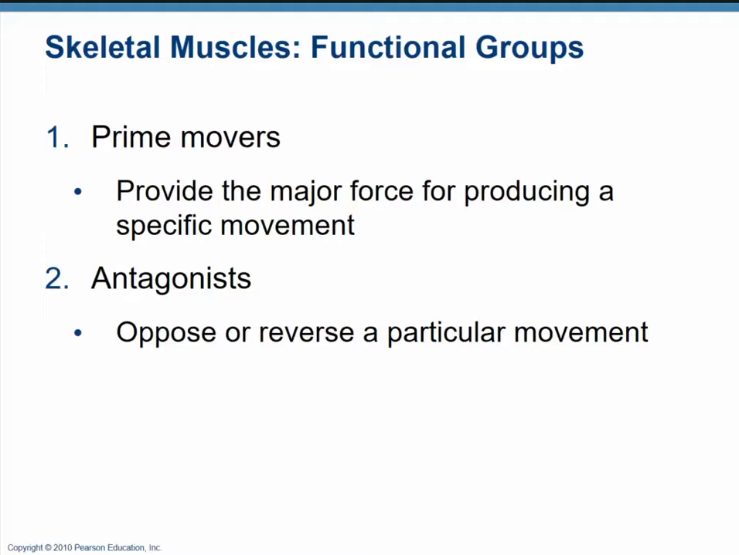The antagonists are the muscles that oppose that force. So in the case of elbow flexion, the antagonist would be the triceps muscle. The triceps muscle extends the elbow, so it resists the flexion of the elbow. And we use the antagonist to control the movement by eccentrically contracting the antagonist while we concentrically contract the prime mover. We get a controlled movement of, in this case, elbow flexion.